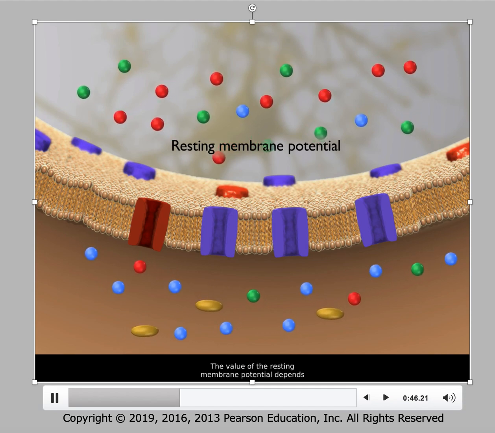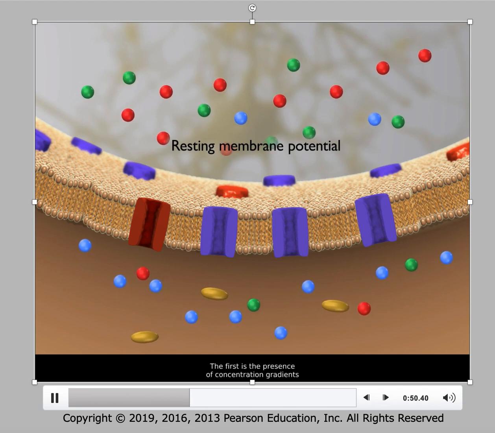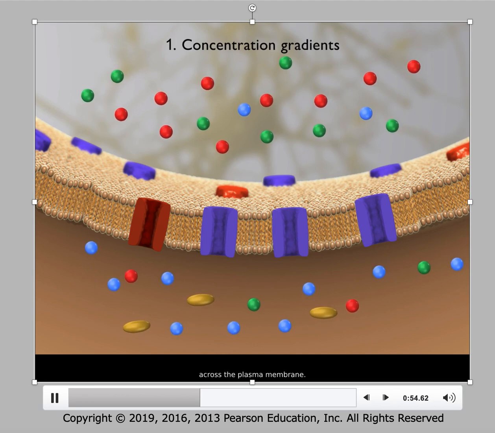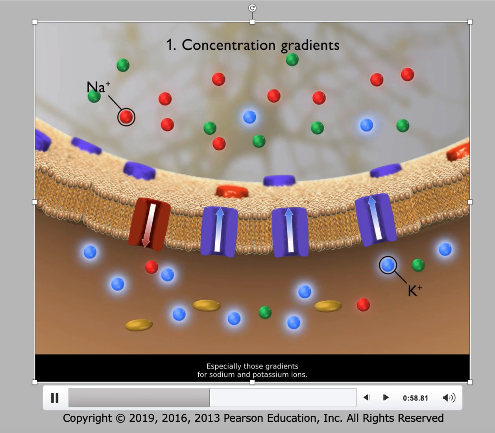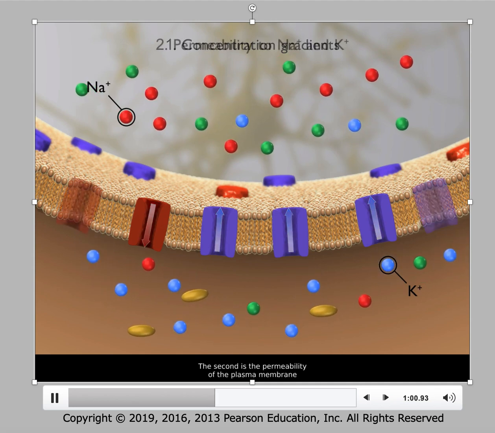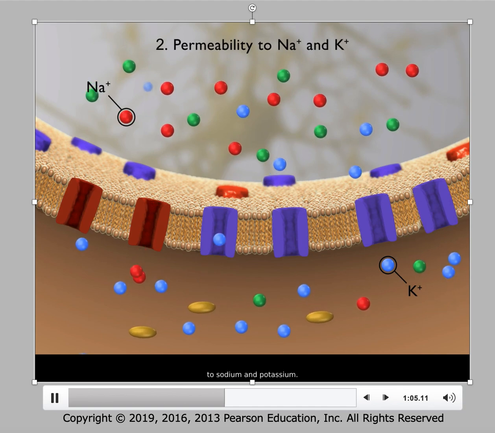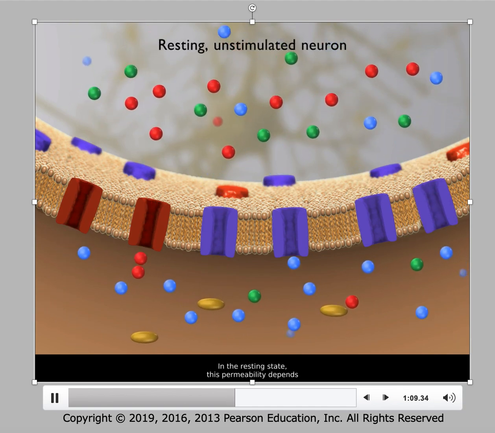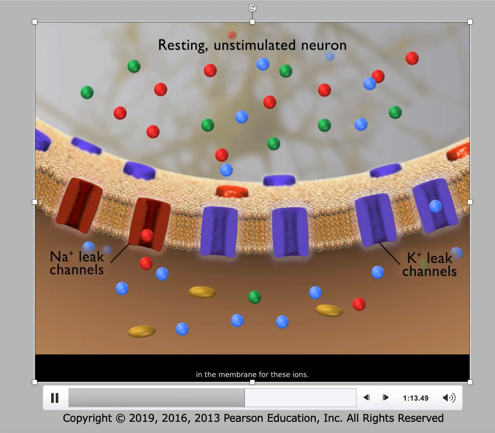The value of the resting membrane potential depends on two factors. The first is the presence of concentration gradients across the plasma membrane, especially those gradients for sodium and potassium ions. The second is the permeability of the plasma membrane to sodium and potassium. In the resting state, this permeability depends on the number of non-gated leak channels present in the membrane for these ions.